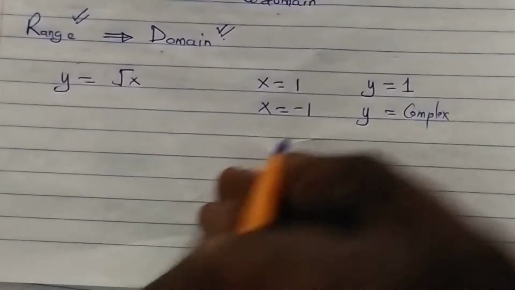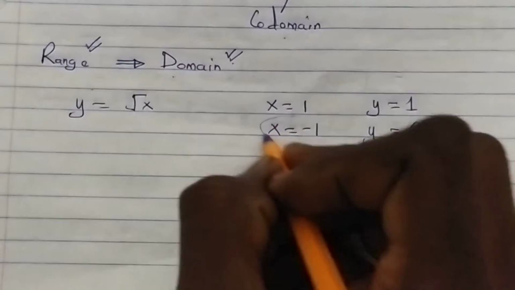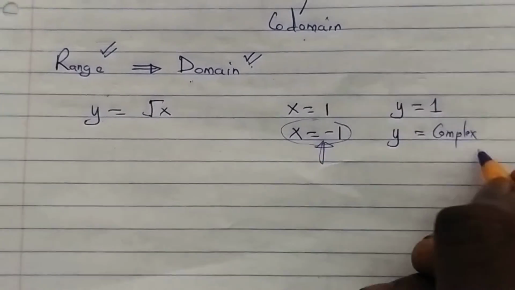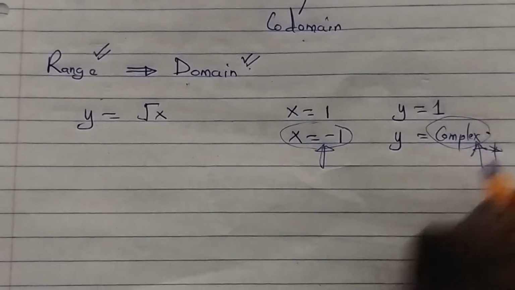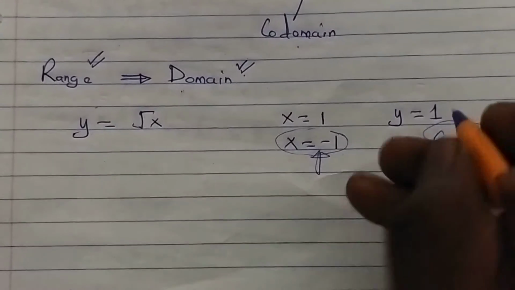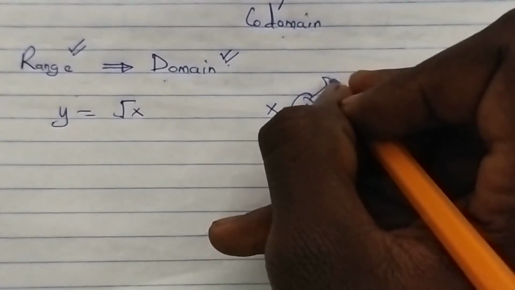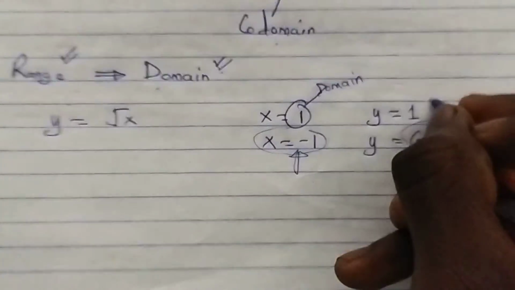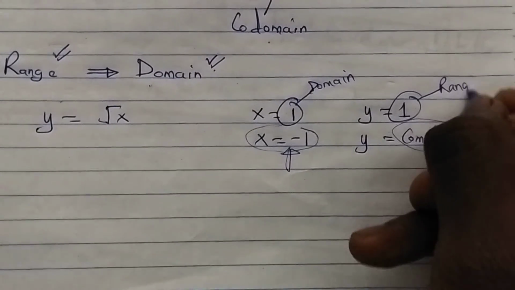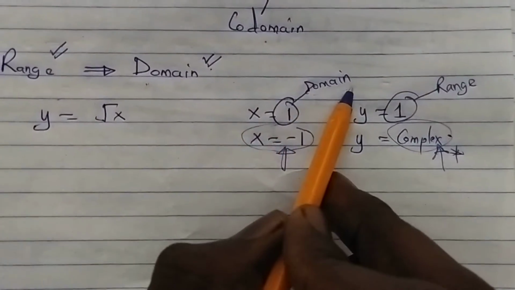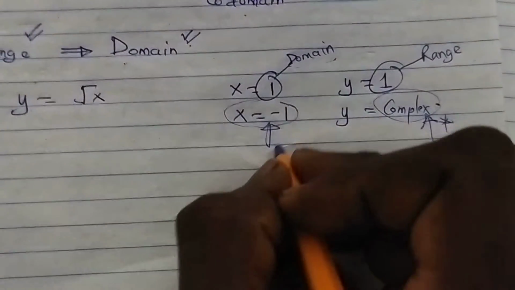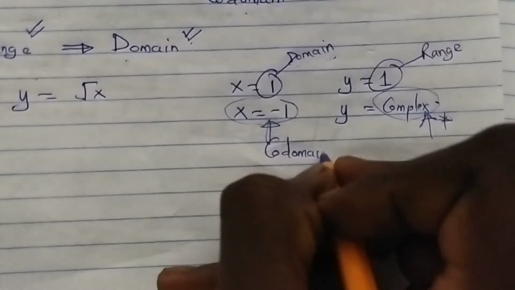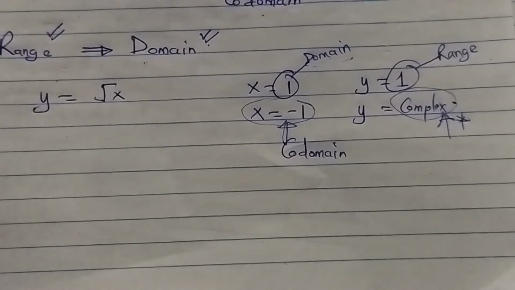So we cannot say that because this one is not a domain, then we are calling this complex value that we are going to have in a range. This cannot be a range. It must be a real value. So when there is a domain, there is always a range. But when there is no domain, there is no range. But there can exist a codomain.